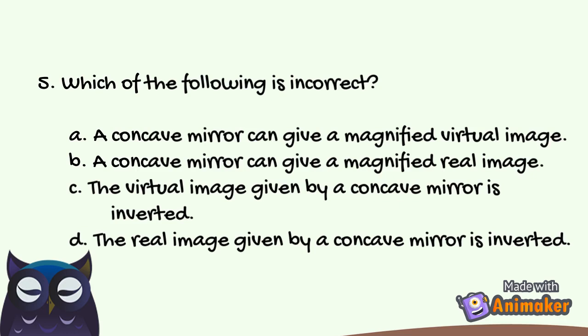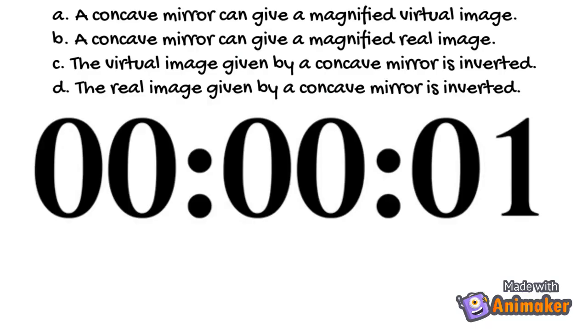Number five, which of the following is incorrect? A, a concave mirror can give a magnified virtual image. B, a concave mirror can give a magnified real image. C, the virtual image given by a concave mirror is inverted. D, the real image given by a concave mirror is inverted.